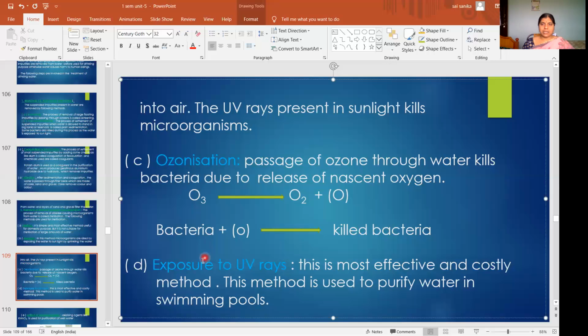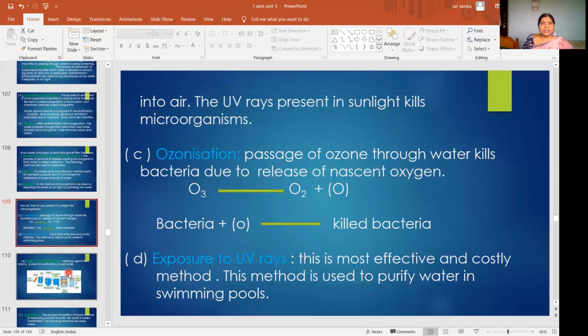This method is used to purify water in swimming pools. We directly expose the water to the UV rays. Those UV rays will kill the microorganisms or bacteria present in the water. So it is a more effective method, but it is costly. Generally this method is used in swimming pools, where we purify the water.